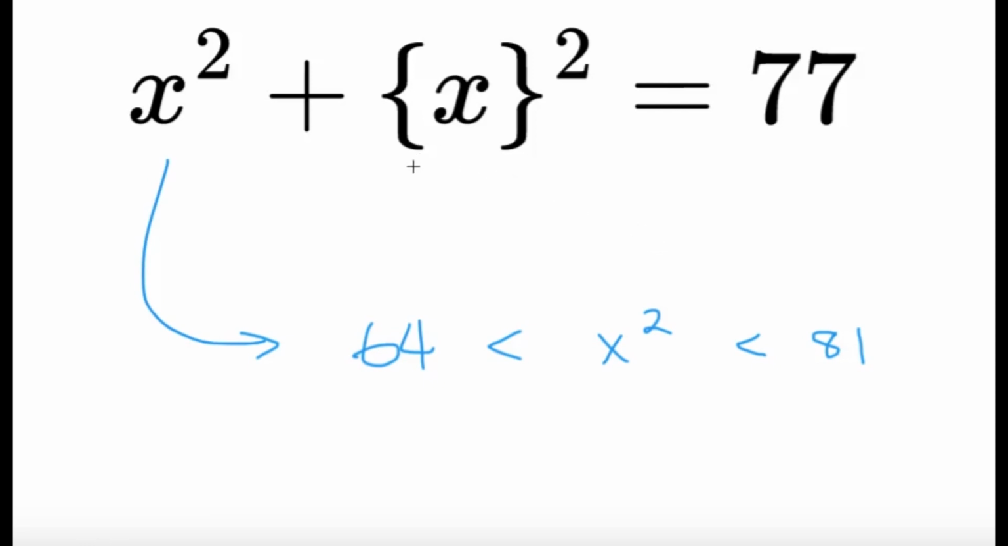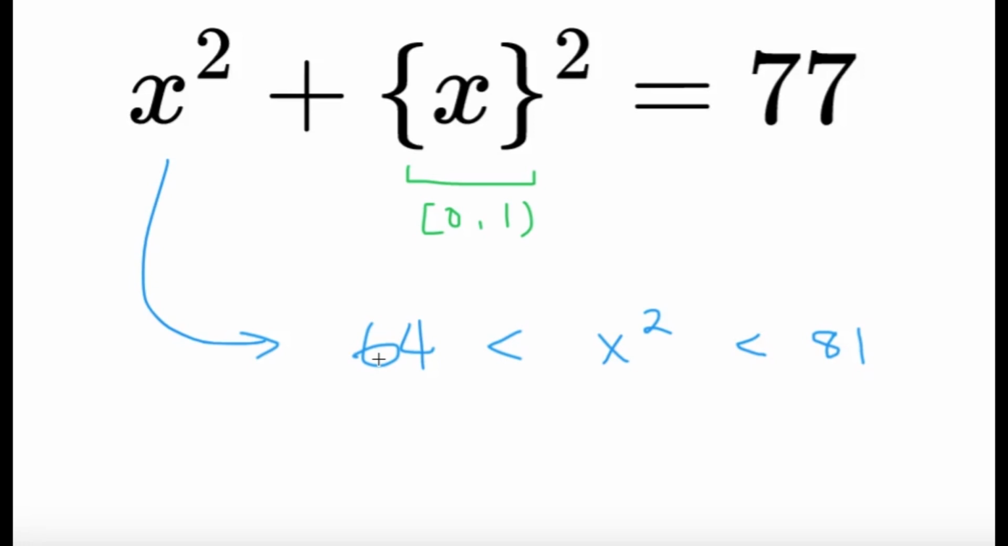Well, you are sure that the fractional part is going to be in the range 0 to 1. So if you square that, it is still going to be in the range 0 inclusive to 1 exclusive. So we can roughly bound x. We know that x squared is going to be between 64 and 81. And then we can easily take the square root.